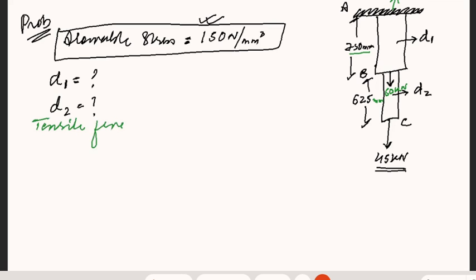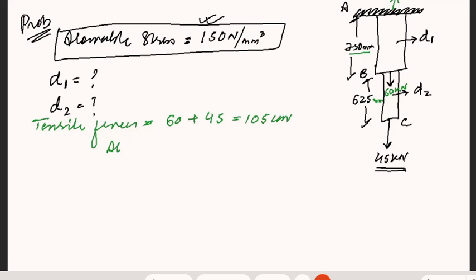The tensile force is 60 plus 45, that will be 105 kilonewton. This is the total tensile force on both the bars, and it will be resisted by the fixed point A.